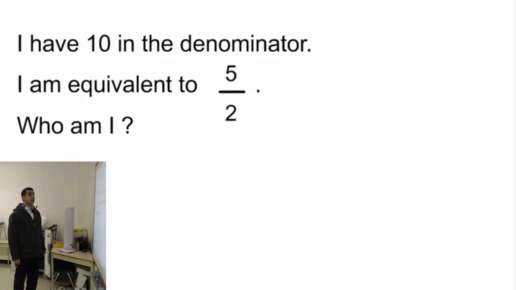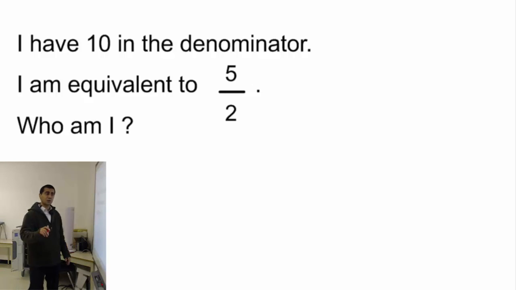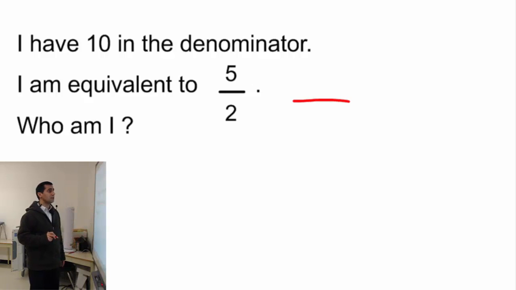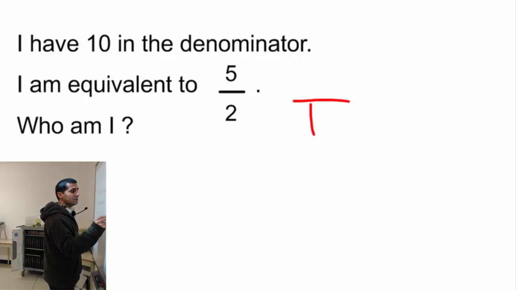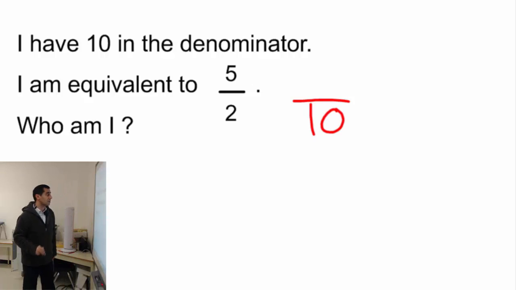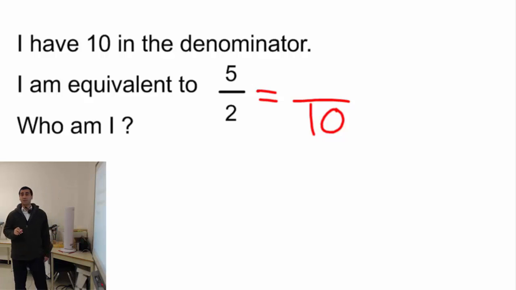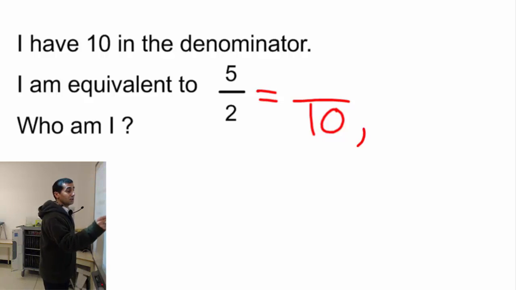I have 10 in the denominator. It starts with D. It's the number that divides. So let's quickly make the fraction. So there goes the line. Denominator is 10. Let's write that down. Denominator is 10. So I am equivalent to 5 divided by 2. So it is equivalent. Who am I? What number am I?